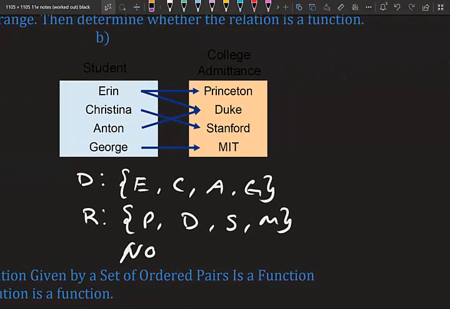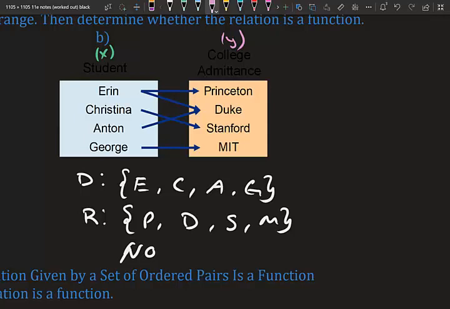For B, we have student, which stands for our X's, which is our domain. College admittance stands for Y's, which is our range. So our domain are all of the students. So Aaron, Christina, Anton, and George, I abbreviated. Then we have our college admittance, which is the range. So Princeton, Duke, Stanford, MIT.